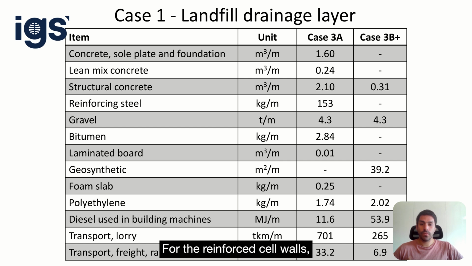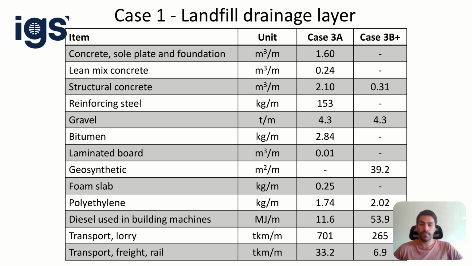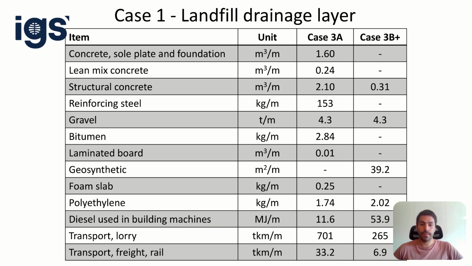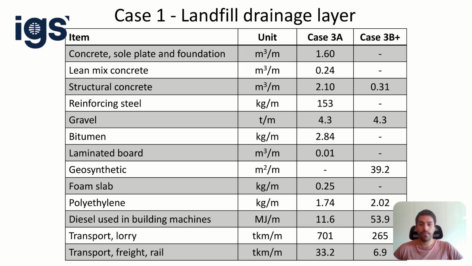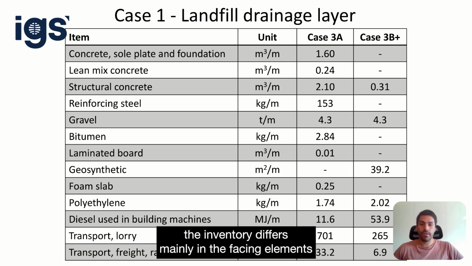For the reinforced soil walls, inventory elements include the facing, composed of a geosynthetic layer covered with sprayed concrete, the geogrid materials, be it polypropylene or polyester, the backfill material, assumed to be obtained from the construction site, and the drainage elements. For the geostrap alternatives, the inventory differs mainly in the facing elements, for which we'll have discrete concrete panels.